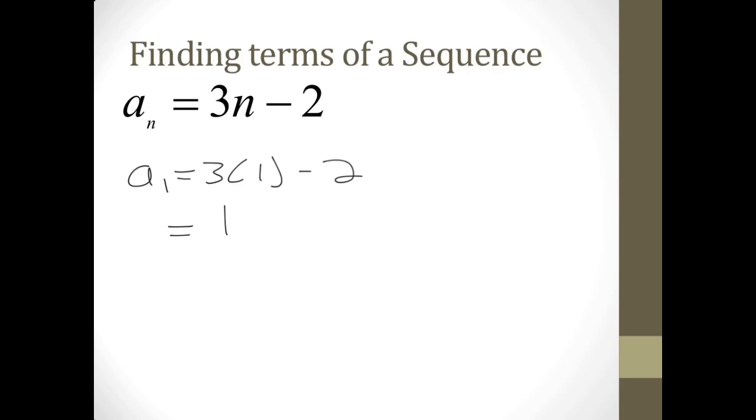If I wanted to find the 10th term, then I would have a sub 10 is equal to 3 times 10 minus 2. Again, note that we have a sub 10, which tells us we're finding the 10th term, and I'm plugging in 10 because it's the 10th term in the sequence. When I simplify that, I get 28. Now we can use this formula to find any term in the sequence that we want.